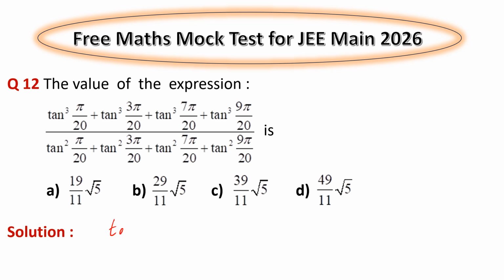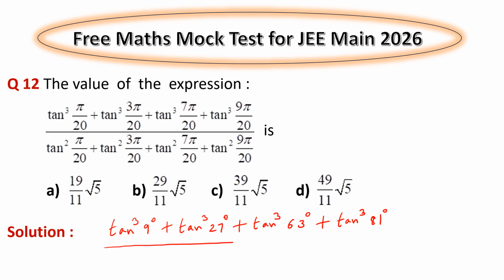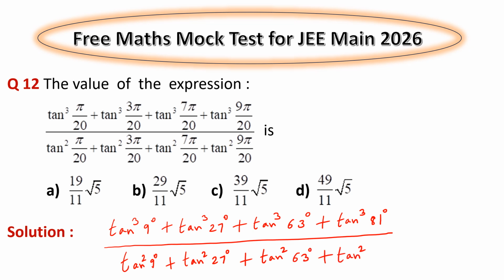So now we have to find the value of the expression tan cube 9 degree plus tan cube 27 degree plus tan cube 63 degree plus tan cube 81 degree, whole divided upon tan square 9 degree plus tan square 27 degree plus tan square 63 degree plus tan square 81 degree. Now students, we move further.